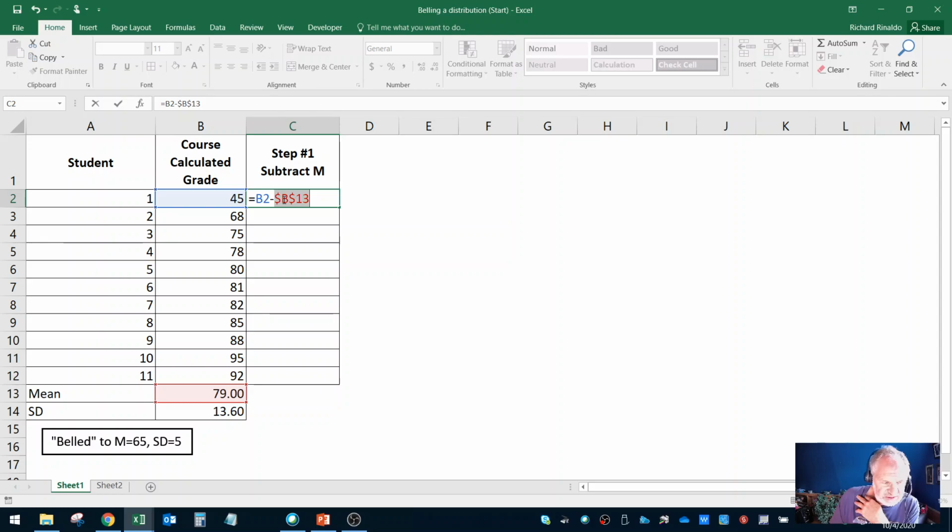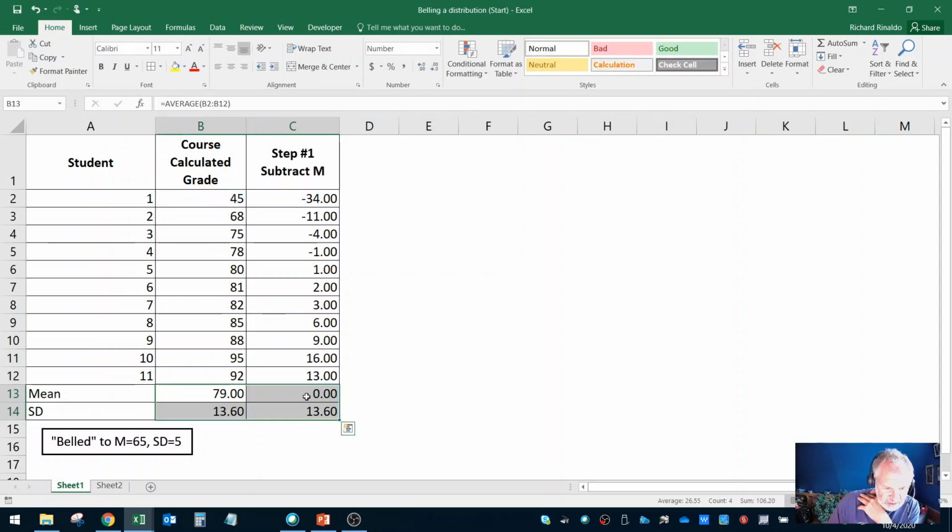Now, when I've done this, I've taken all the scores, subtracted the mean, so I've slid all the scores down a distribution, like slid them down the number line. And I can see what my new mean is. My new mean will be 0, and my standard deviation will remain 13.6. And that's the case.